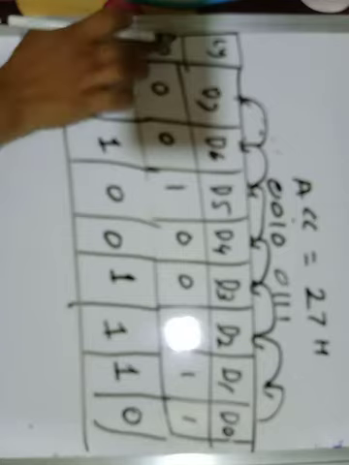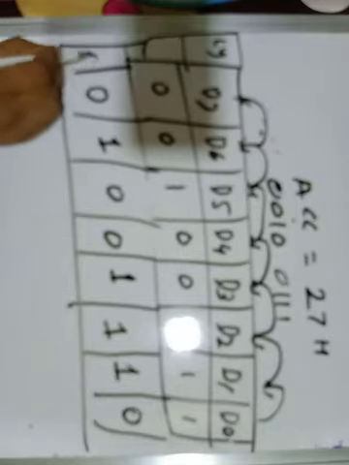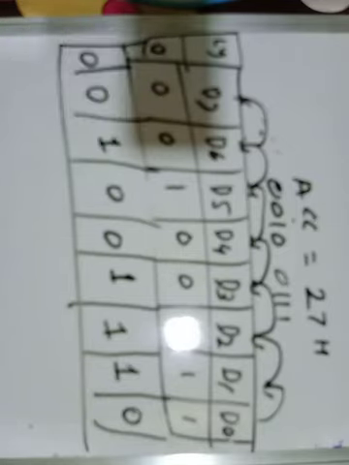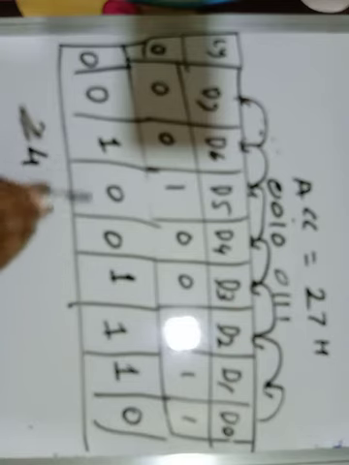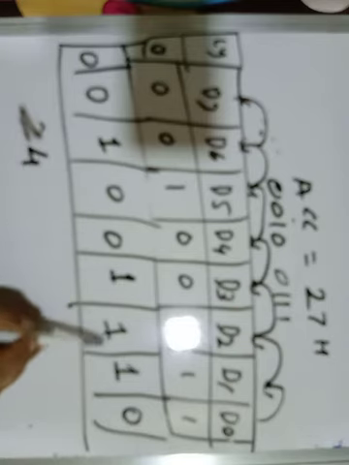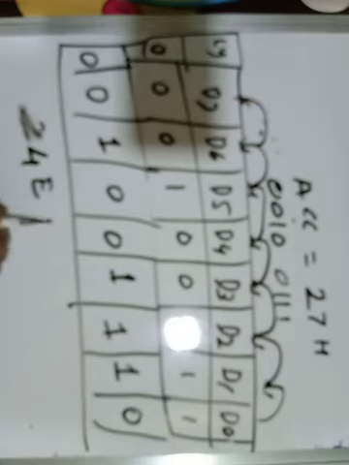Okay, so here it will come 0. Already it is 0. So your final answer is 0 0 1 0, that is 2, and 0 1 0 0 means it's 4, and 1 1 1 0 means it is E. So your final answer is 4EH. Okay.